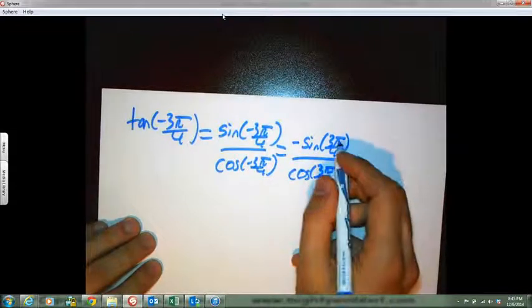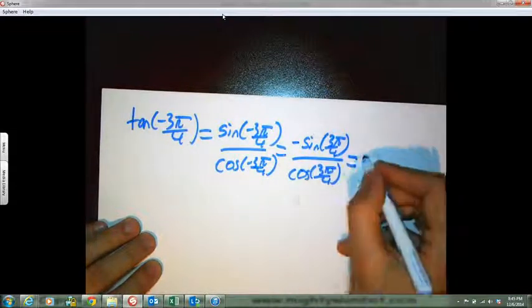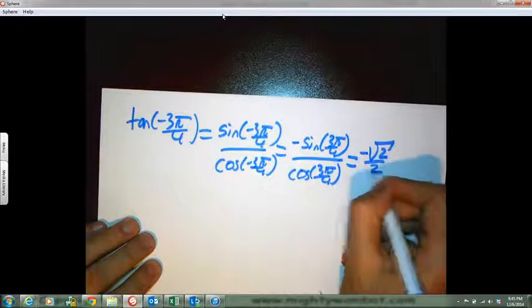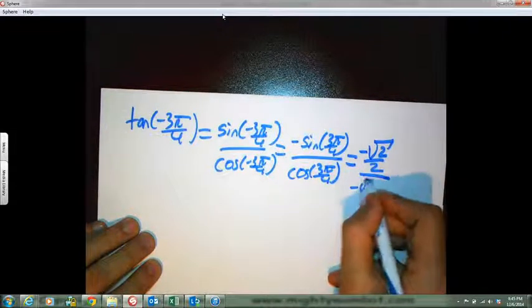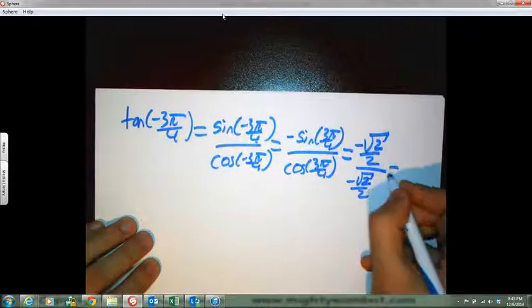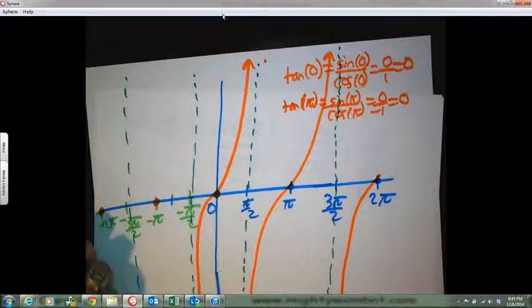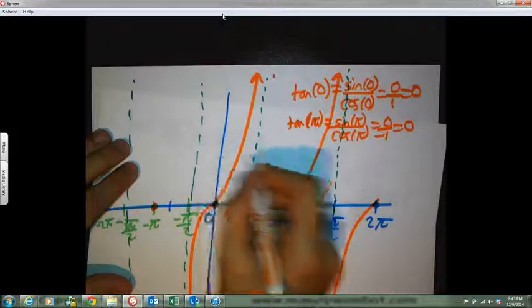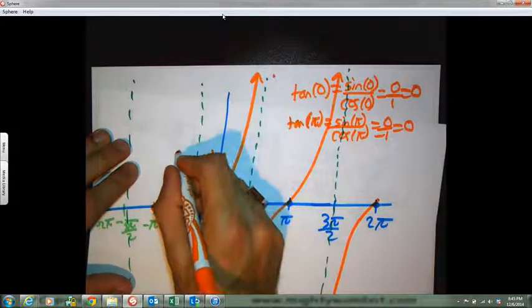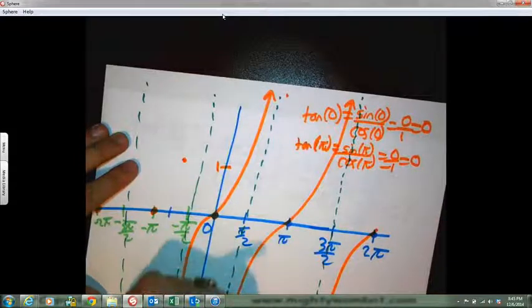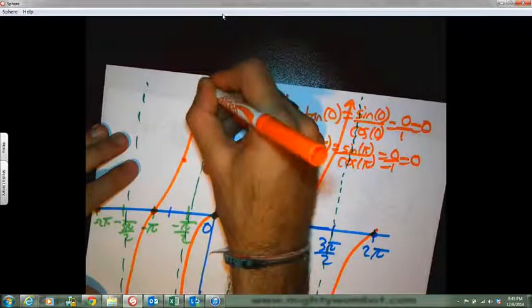So negative 3 pi over 4 is right in here. The tangent value is 1. Therefore, we must come like this and go up. And similarly, what must happen? We must come like this and go up. And there we have it.